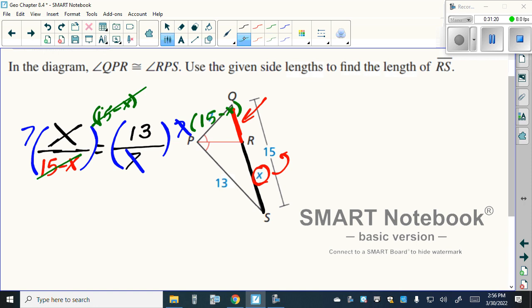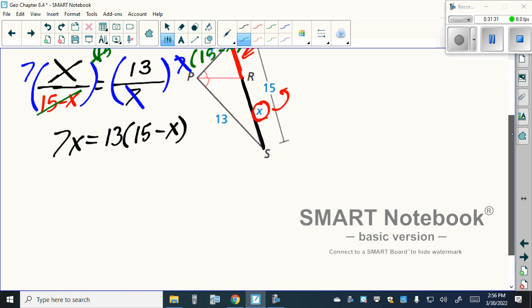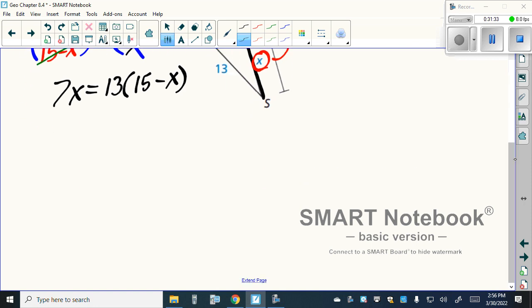Now, what that leaves us with is 7x is equal to 13 times 15 minus x. Here, guys, yeah, it does not like me right now.